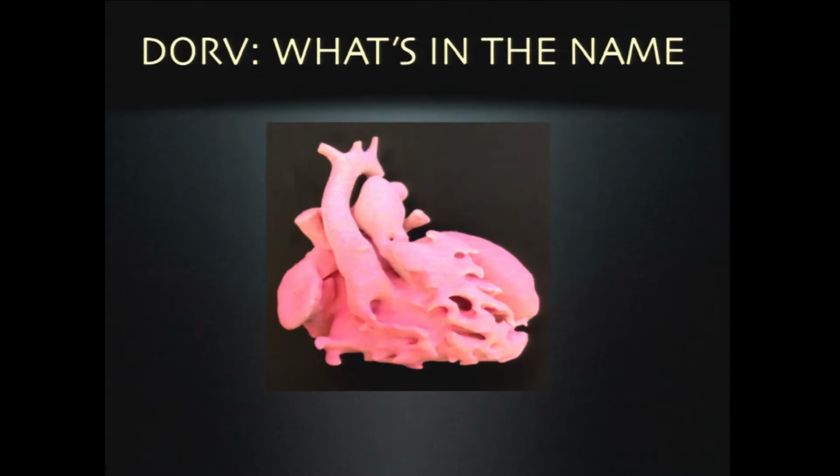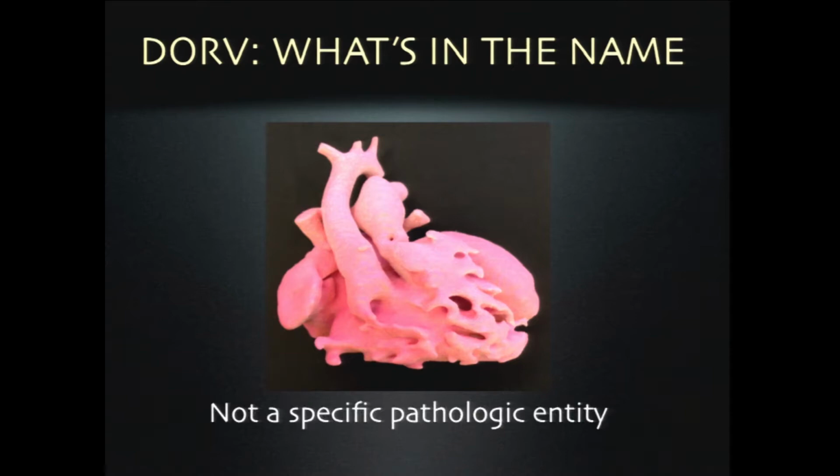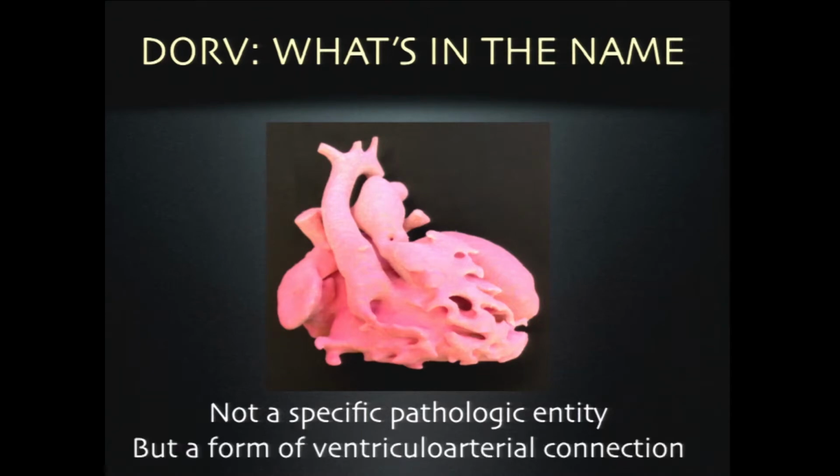So double aortic right ventricle, what's in the name? Is it really the disease entity? It's not. It's not a specific pathologic entity. That should be understood first. It is a form of ventricular arterial connection. It's a descriptive term for simply how ventricle connects to great arteries.